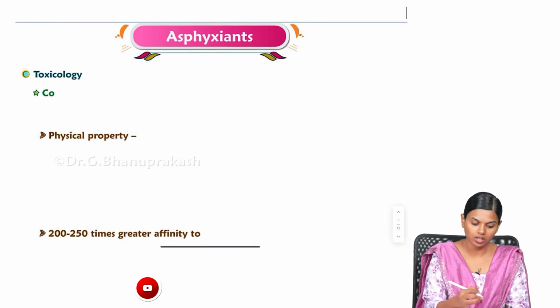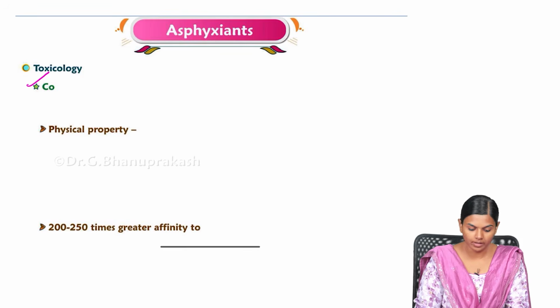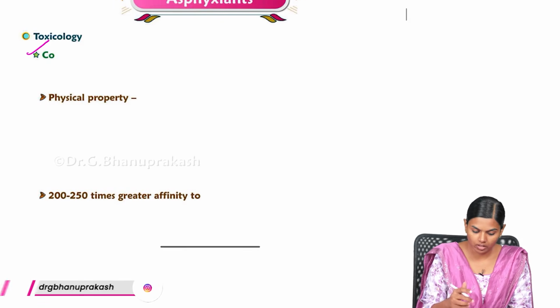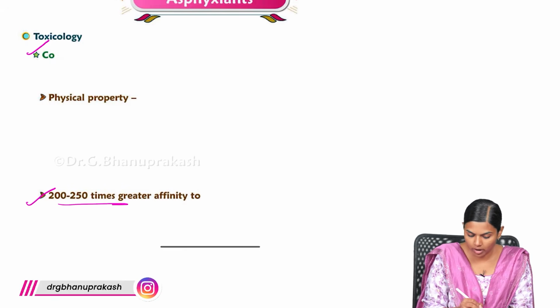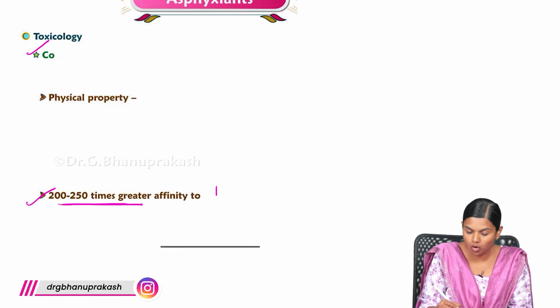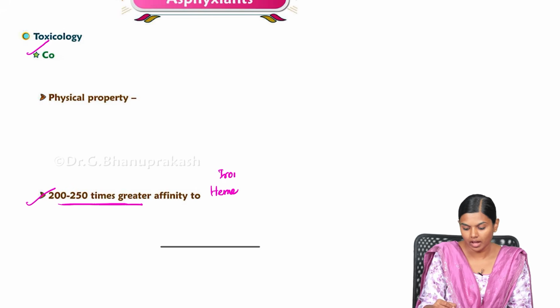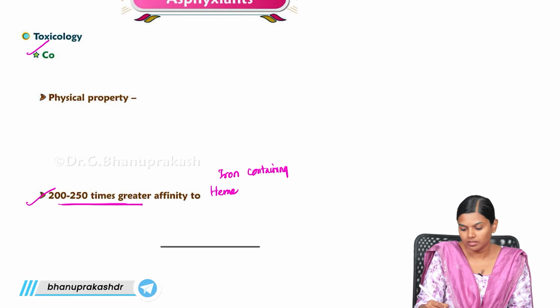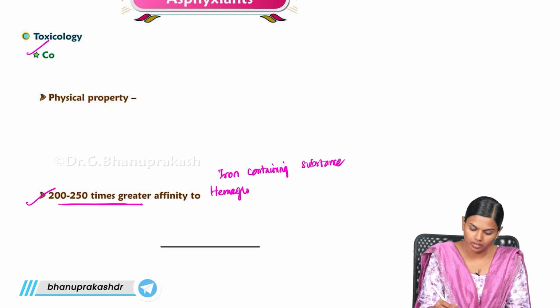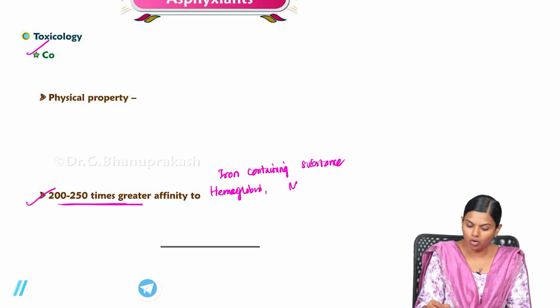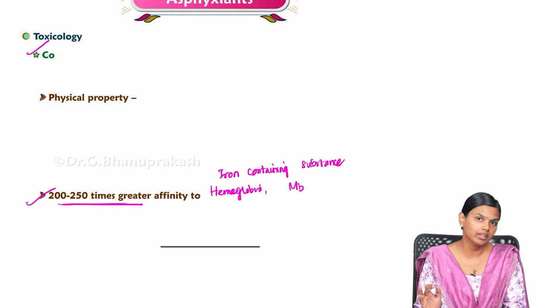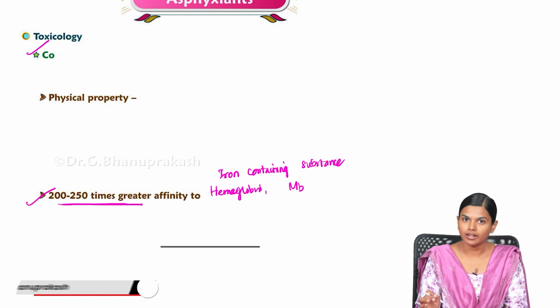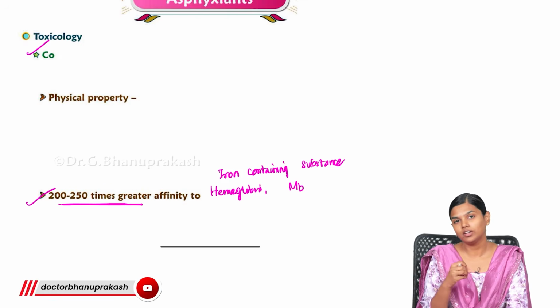Now we will see about carbon monoxide. Carbon monoxide has a very strong affinity, 200 to 250 times greater, for all heme containing proteins, like iron containing enzymes and substances. It will get attached to hemoglobin, myoglobin, all iron containing proteins, and because of the greater affinity it will not detach from them.